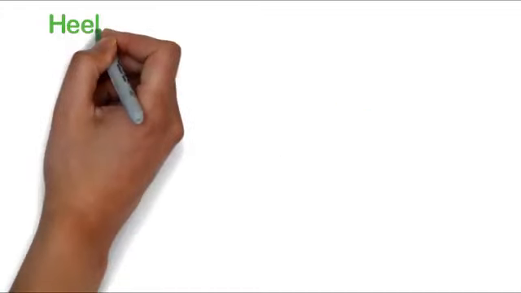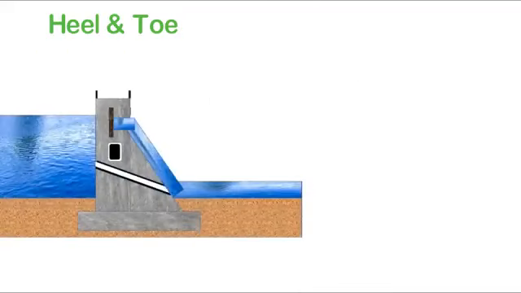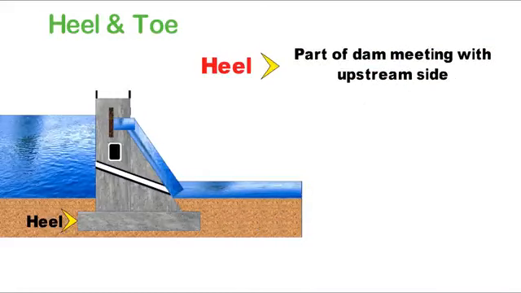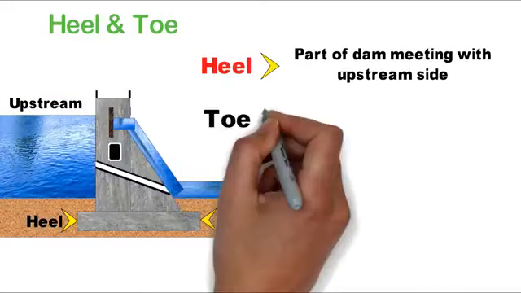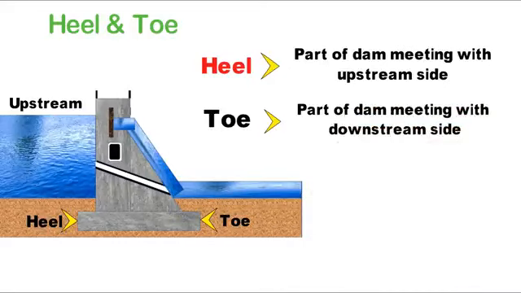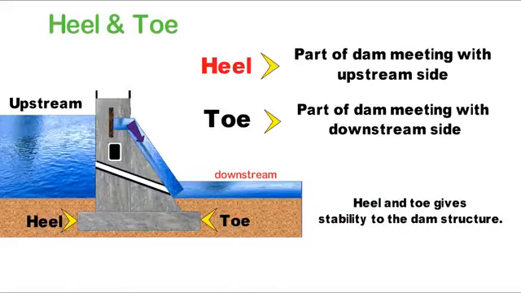Now we'll discuss each and every component separately. The first one is heel and toe. Just look into its typical cross section. This is the heel, the part of a dam meeting with the upstream side. The heel is on the upstream side and the toe is on the downstream side. Both the heel and toe give stability to the dam structure. This is the main purpose.